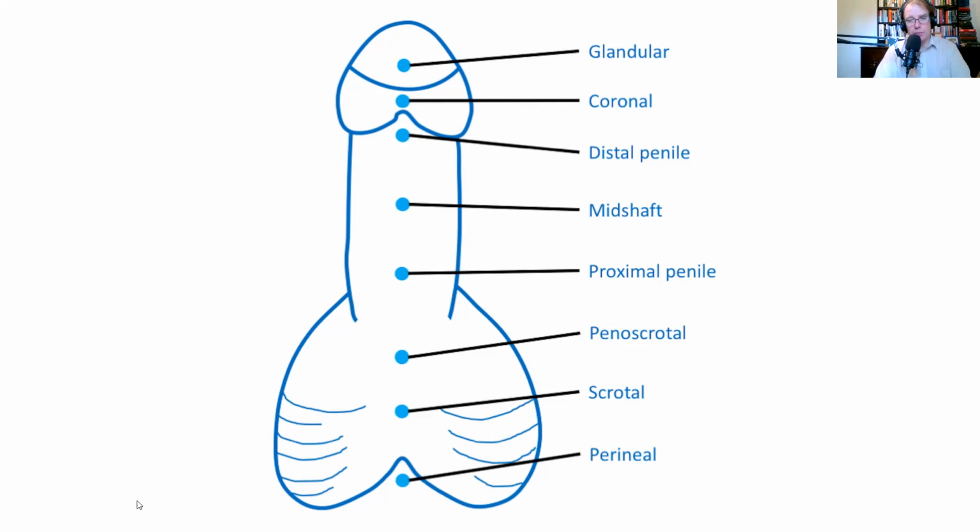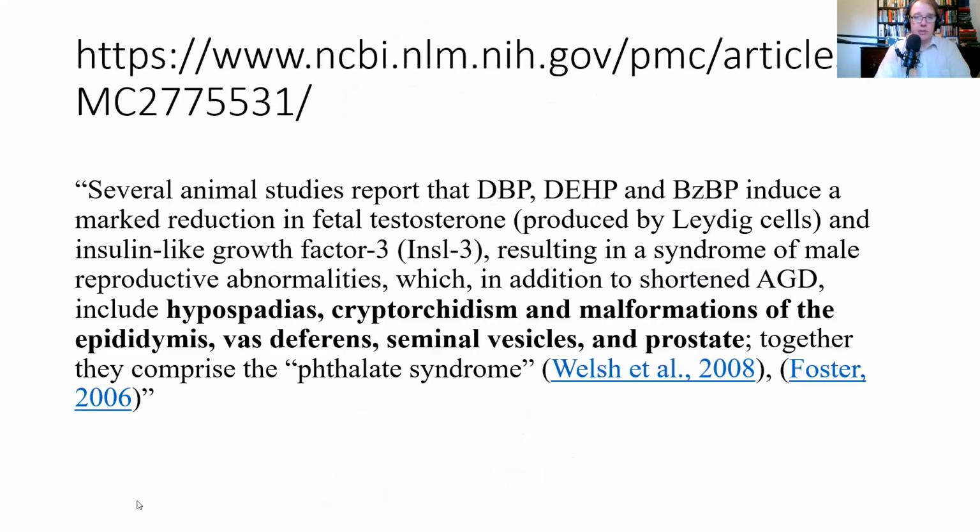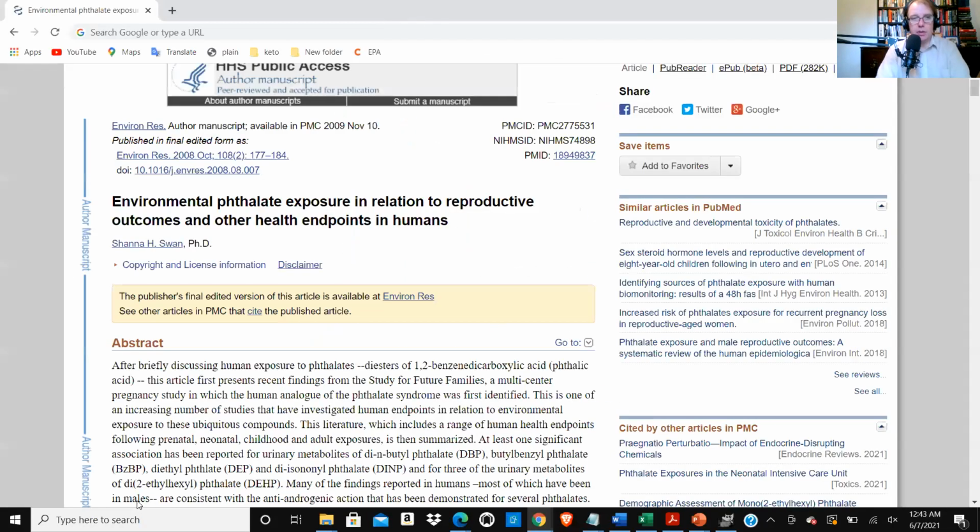So these individuals are born with genitalia that don't resemble typical male genitalia, and it can be traced back to exposures to the phthalates, specifically with this action of reduced fetal testosterone availability.